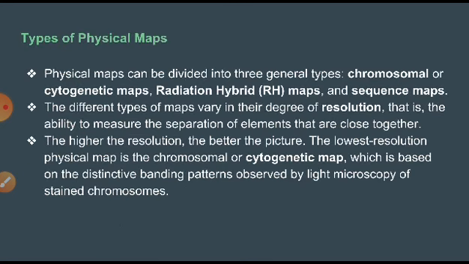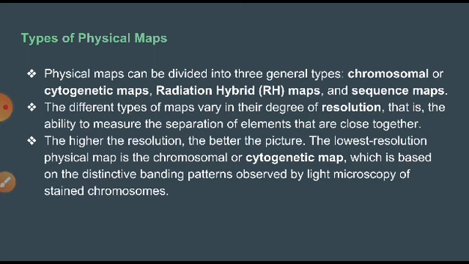Types of physical map. Physical maps can be divided into three general types: chromosomal or cytogenetic maps, radiation hybrid (RH) maps, and sequence maps. The different types of maps vary in the degree of resolution. That is the ability to measure the separation of elements that are close together. The higher the resolution, the better the picture. The lowest resolution physical map is the chromosomal or cytogenetic map.